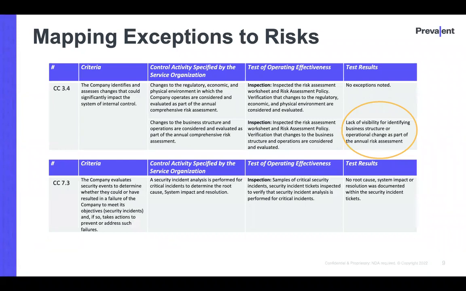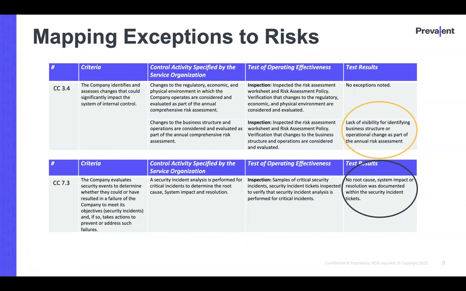Secondly, we look at a different control here, where the organization has built a security incident analysis that's performed for any critical incidents in order to determine root cause, impact, and identify and reach some form of a resolution. And again, we can see the auditor has indicated that upon inspection of critical security incidents, there has been no root cause, no system impact or resolution that's been documented.